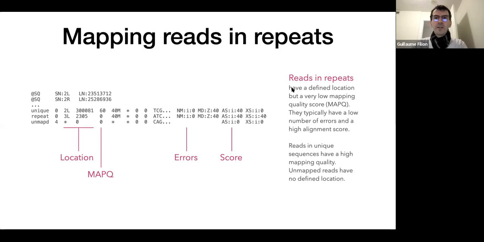So reads in repeats have a defined location, but a very low mapping quality score, MapQ. They typically have a low number of errors, indicated here in the last fields, and a high alignment score, AS stands for alignment score. Reads in unique sequences have a high mapping quality, 60. Unmapped reads have no defined location and also very low mapping quality. So bear that in mind, mapping quality 0, you can still have a defined location, it's just that this location is not unique.